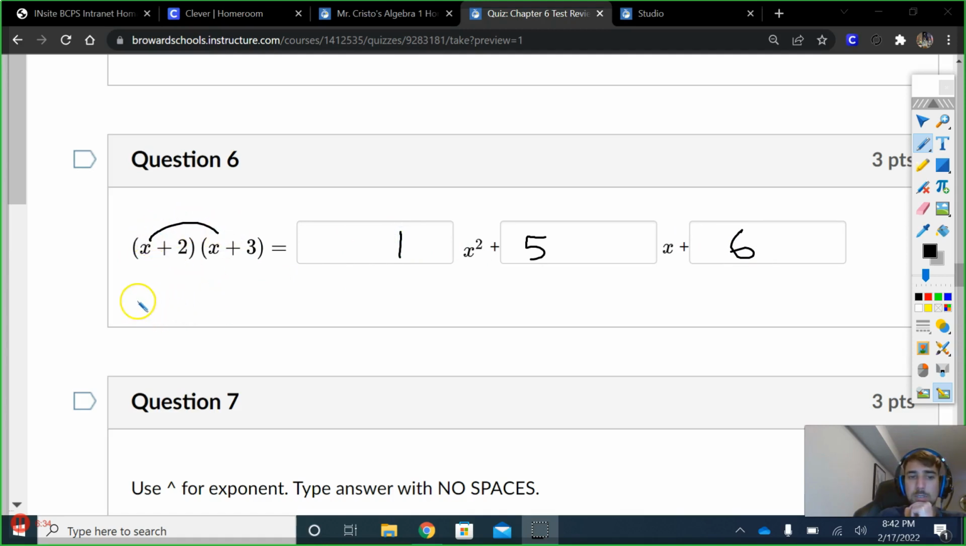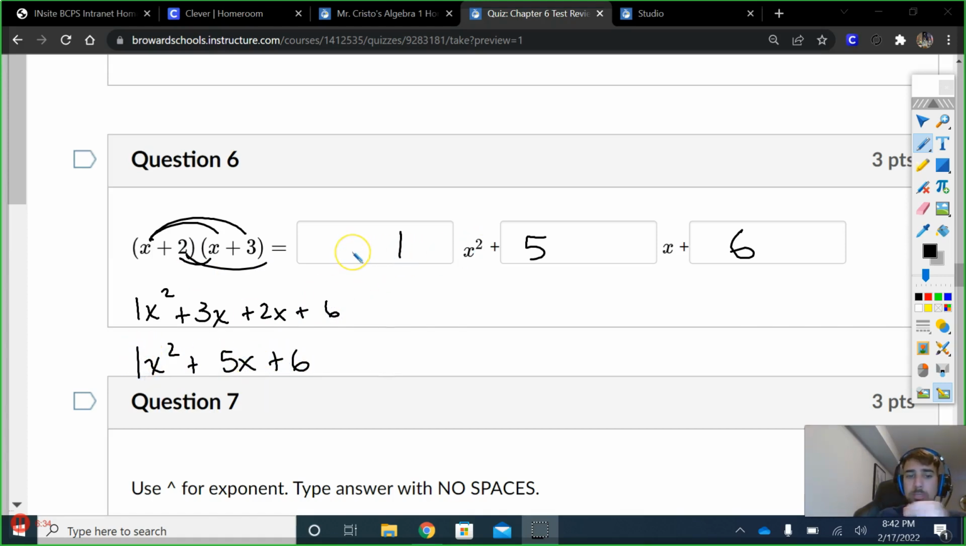X times x is going to give you 1x squared. X times 3 will give you 3x. 2 times x will give you 2x. 2 times 3 will give you 6. That's going to give you x squared plus 5x plus 6. And the leading coefficient is going to be a 1, which is what you're missing right there.